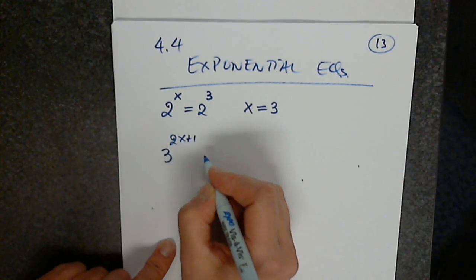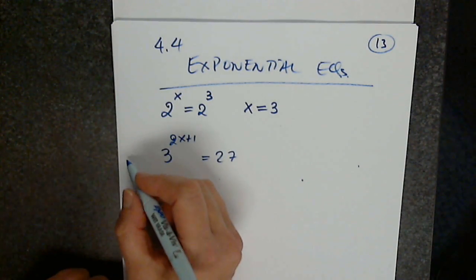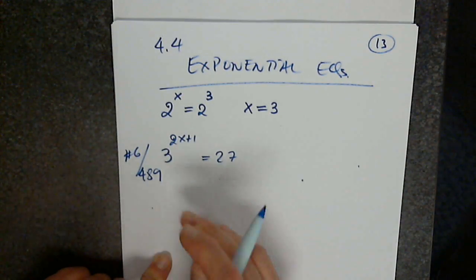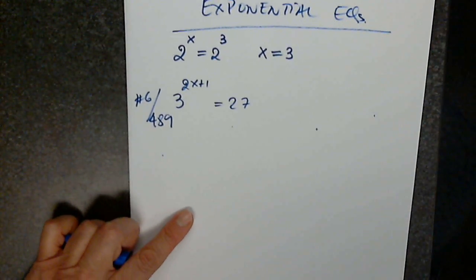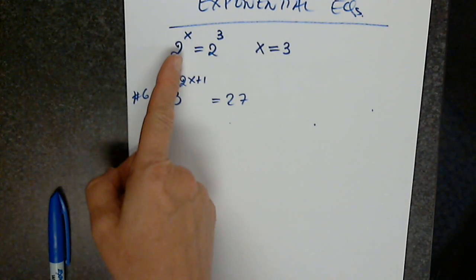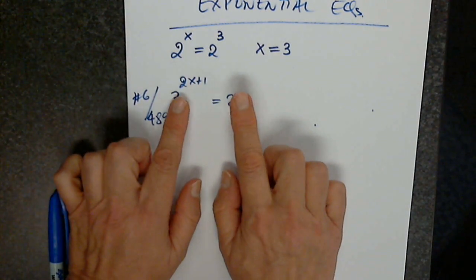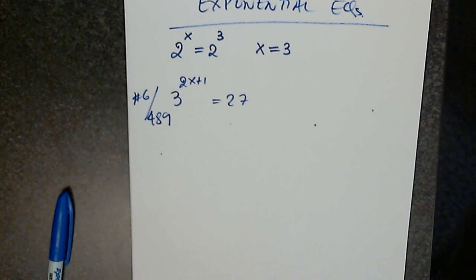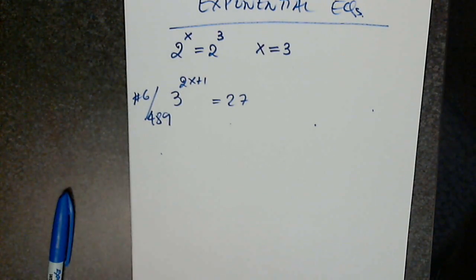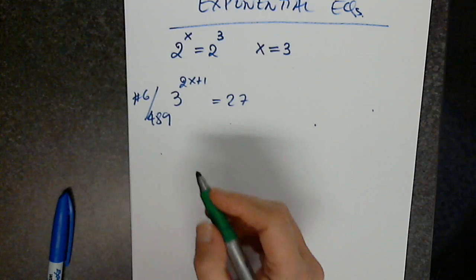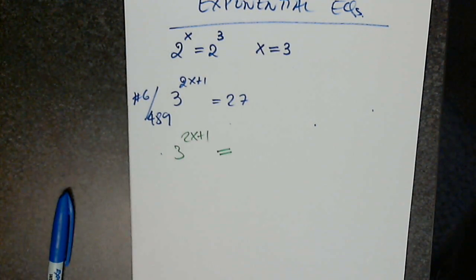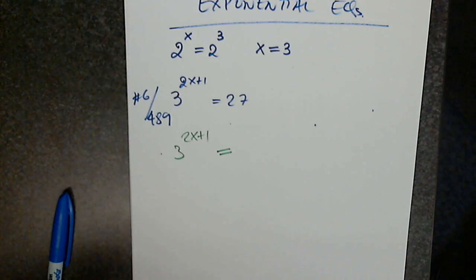3 raised to 2x plus 1 equals 27. This one is problem 6 on 489. Now, it's still easy, but more difficult than the first one, because I'm always trying to see if I can write both sides with the same base. The left-hand side is 3 raised to 2x plus 1. Is there any way of writing 27 with base of 3? How?